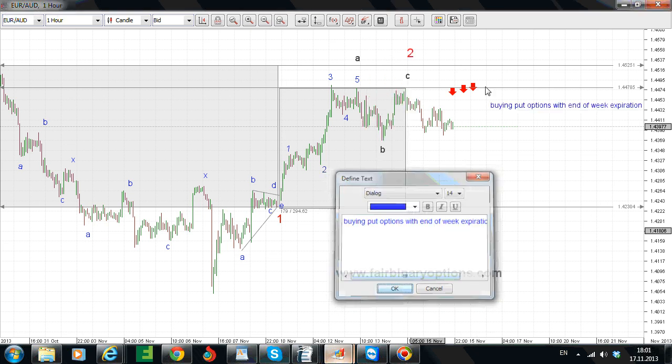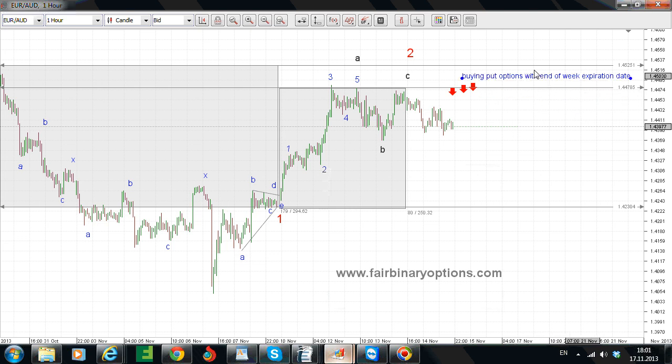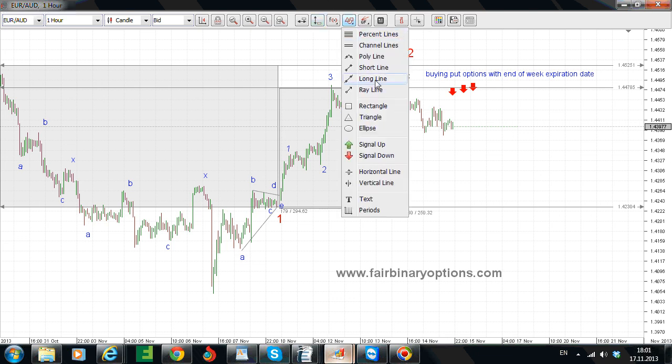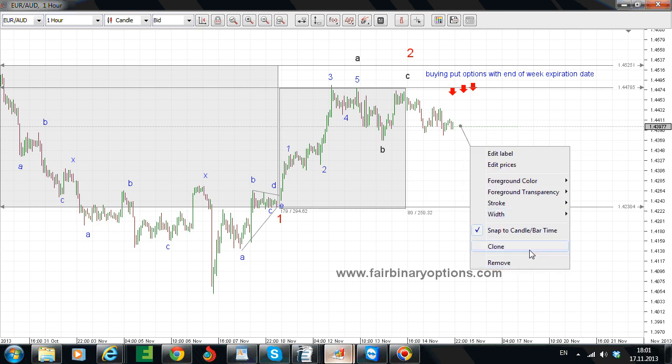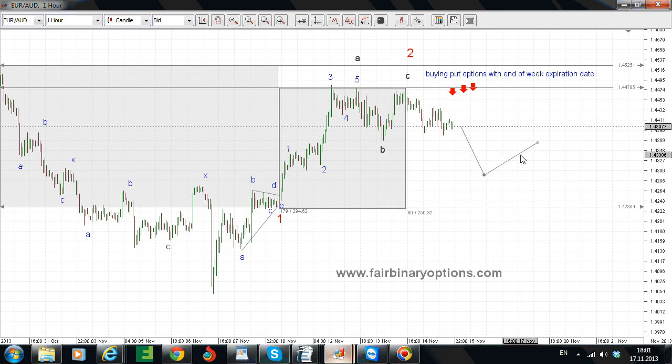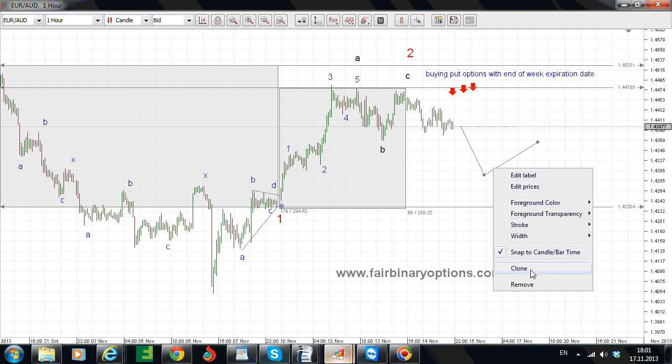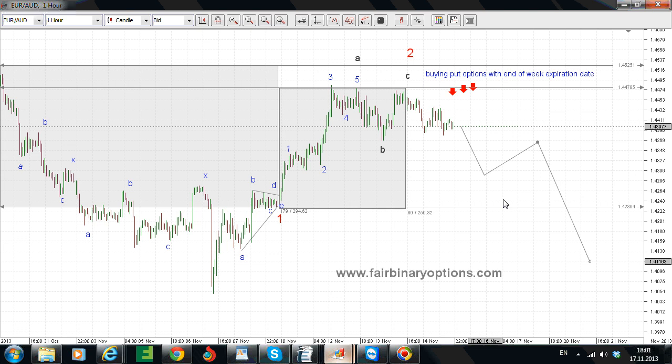Or depending on the options or the expiration date your broker offers, anyways, buying put options, because from this moment we are looking for price to go something like this, in a corrective wave, like this and like this. So this to be a zigzag or a zigzag family pattern, something like this, A, B, C, to go below these lows. Ideally it should go way below, even below these lows here. It remains to be seen.